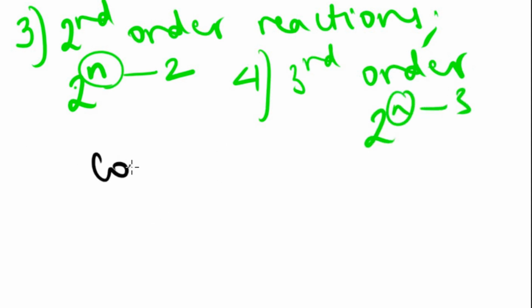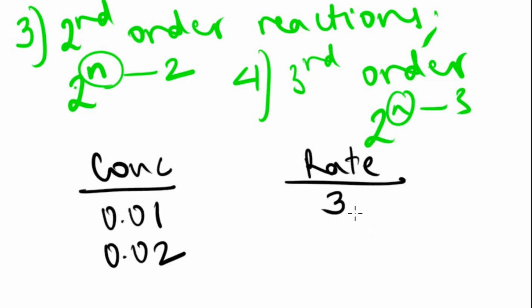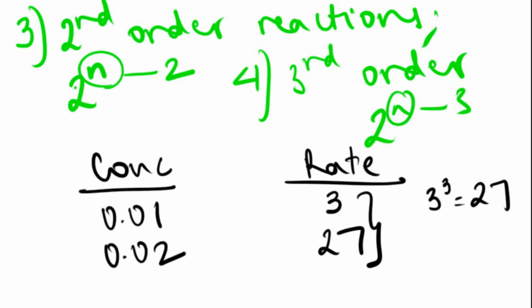For example, again, we have a concentration of 0.01, and our rate now we'll say is 3 mole per dm cube per second. So if I double the concentration, 0.02, my rate is going to be 9. Why? Because 3 to the power 2 is 9. If 3 went to 6, it would be first order reaction. For third order, if we double the concentration of the reactant, the rate will increase to the power of 3, so it will be 27, and that will be third order.